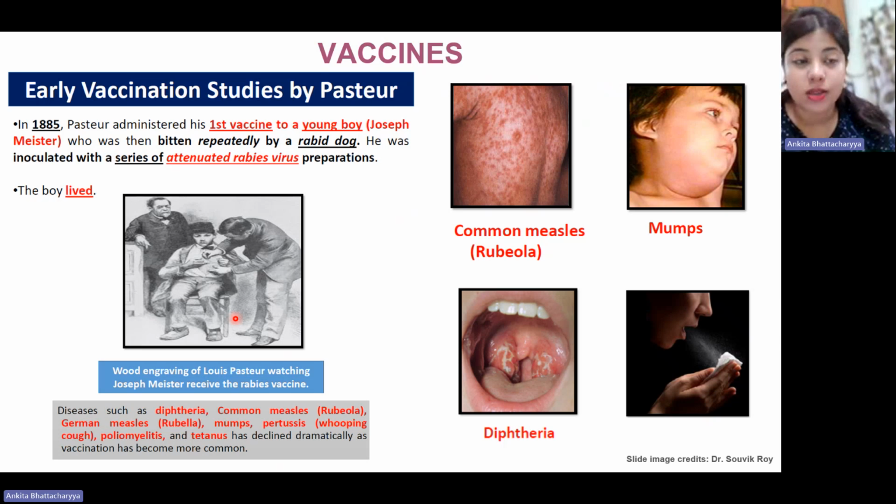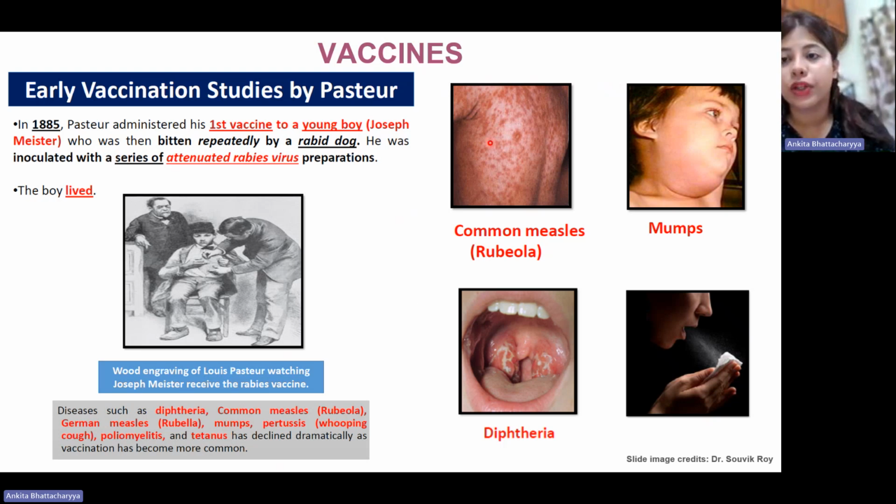And over time, once this concept was developed further with more rules and regulations, with more scientists bringing in their contributions towards the field of immunization and vaccination, many diseases like diphtheria, common measles known as rubella, German measles known as rubella, mumps, pertussis or whooping cough, poliomyelitis and tetanus have declined dramatically as the vaccination protocol has become a lot more common. I will be discussing the vaccination schedule that is now almost compulsory for every child after they're born, depending on what age they're in. And these have become critical so as to conserve not just that individual's health, but the country's health and society's health at large. So that's the overall goal.